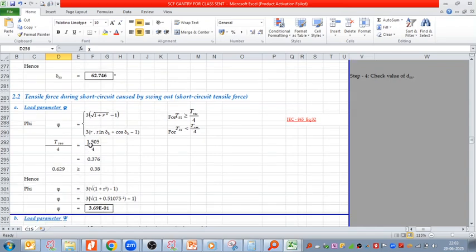So 3 into R. R is the ratio of my electromagnetic force and the gravitational force. So this ratio R that we have calculated. So R we can see here.